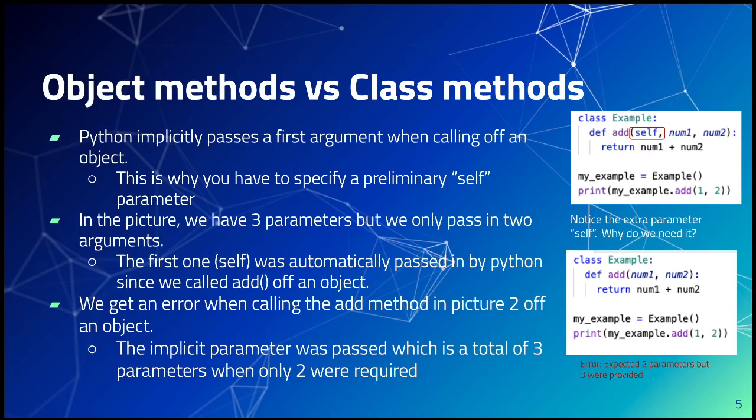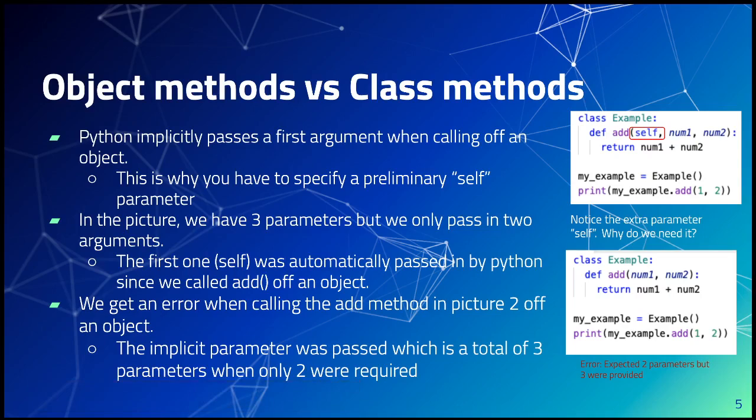Here we have num1 and num2 as the two parameters for this add function in the second image. And here we do the exact same thing. We call myExample.add(1, 2). So the only difference between these two images is that the first add method has self as the first parameter, while the second has no self. It has simply the two parameters. So what happens if we try to call it with 1, 2? You may think, okay, the 1 goes to num1 and the 2 goes to num2. Well, that's not the case.